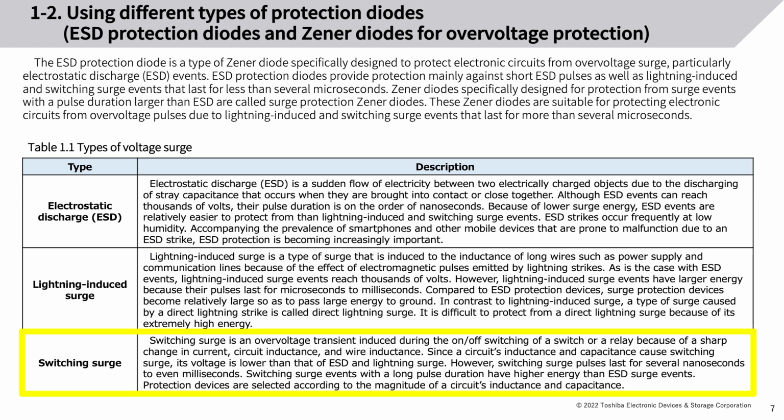Switching surge is an overvoltage transient induced during the on and off switching of a switch or a relay because of a sharp change in current, circuit inductance, and wire inductance. Since a circuit's inductance and capacitance cause switching surge, its voltage is lower than that of ESD and lightning surge. However, switching surge pulses last for several nanoseconds to even milliseconds. Switching surge events with the long pulse duration have higher energy than ESD surge events. Protection devices are selected according to the magnitude of a circuit's inductance and capacitance.